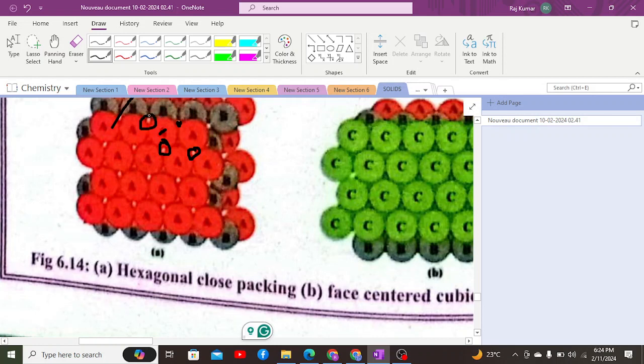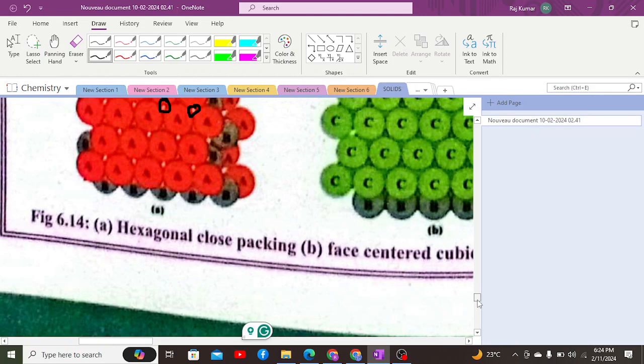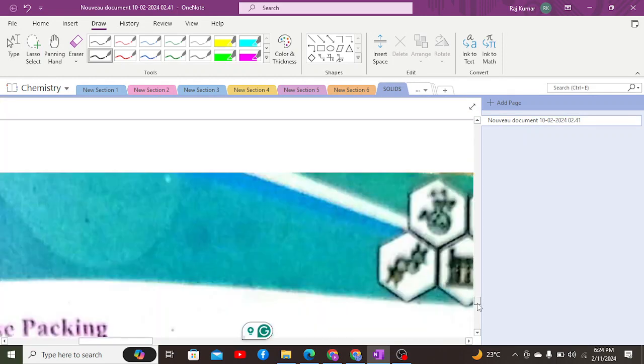Now, in order to cover the tiny spaces of the second layer, we will put a third layer. That third layer will cover the tiny spaces of the second layer, but again it will produce tiny spaces the same as those of the first layer, which means it will be parallel to the first layer. So at that moment, that would be a layer parallel to the first layer, and that arrangement will produce 74% packing of the space.